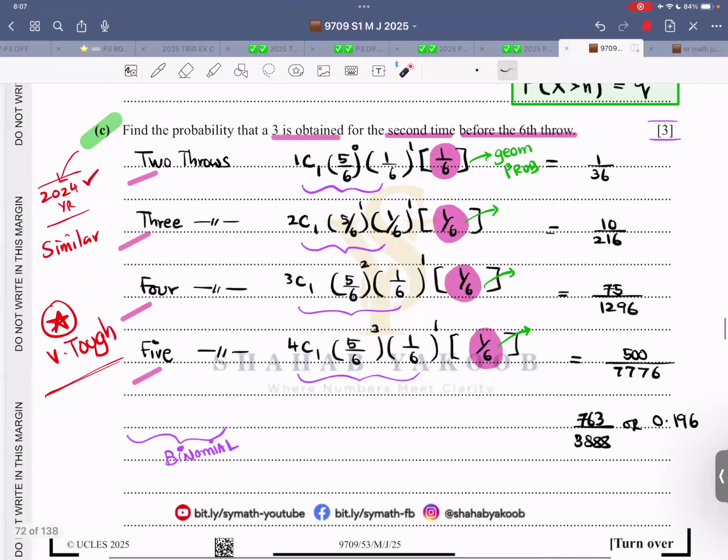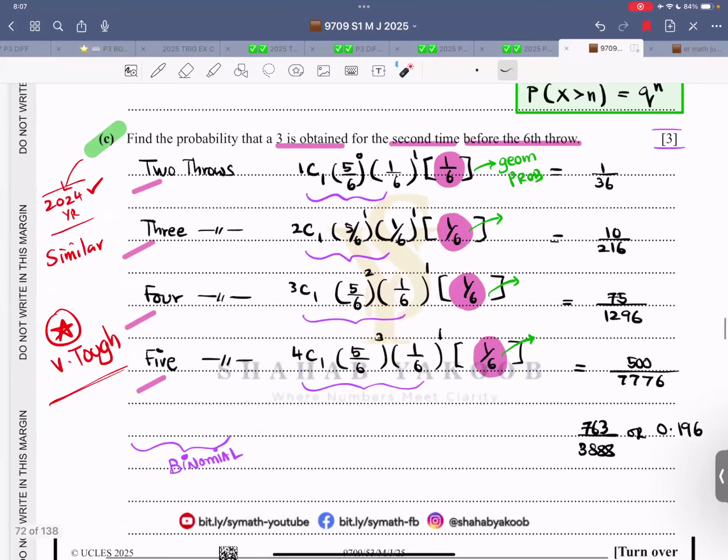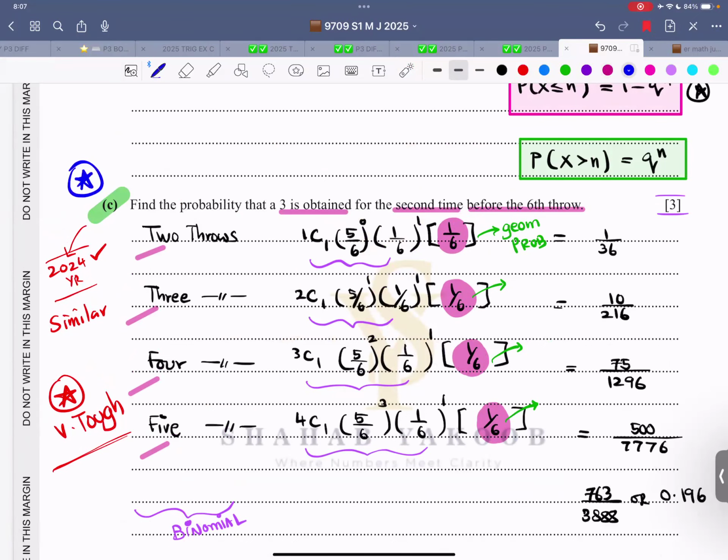This, in my view, is one of the trickiest questions of geometric probability distribution.